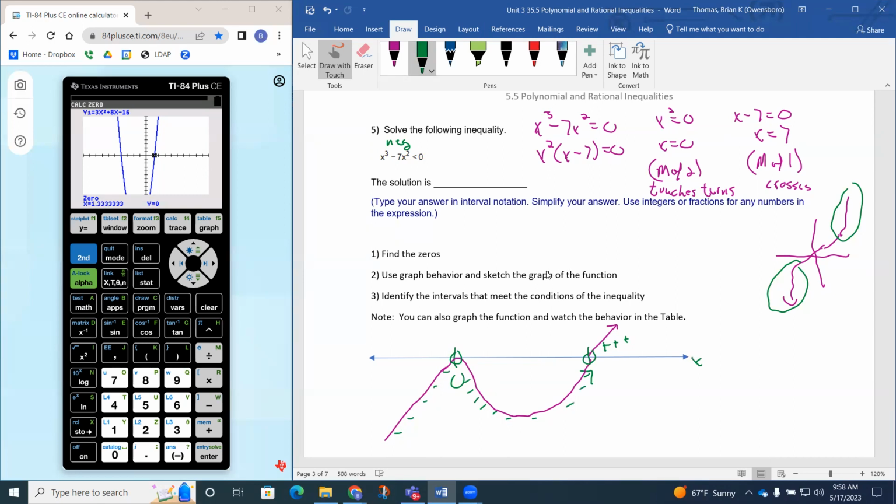As far as the solution goes, it looks like we have two intervals where it's negative. From negative infinity to 0, it's negative, in union with, again, we are also negative between 0 and 7. So in union with 0 to a positive 7. And then once you get past 7, it's going to be positive. So that would be the two intervals that we're seeing.